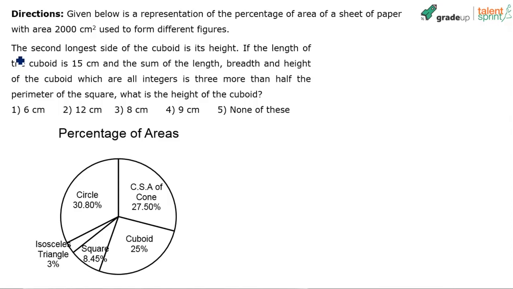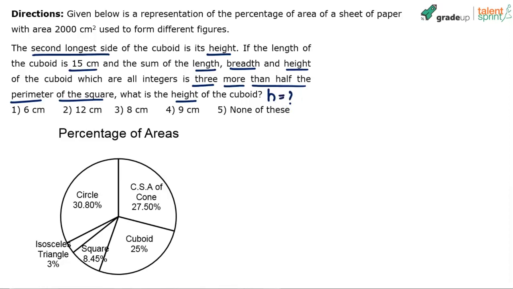Here we go. The second longest side of the cuboid is its height. If the length of the cuboid is 15 centimeter, and the sum of the length, breadth and height of the cuboid, which are all integers, is 3 more than half of the perimeter of the square, what is the height of the cuboid? So here again a question is based on height.